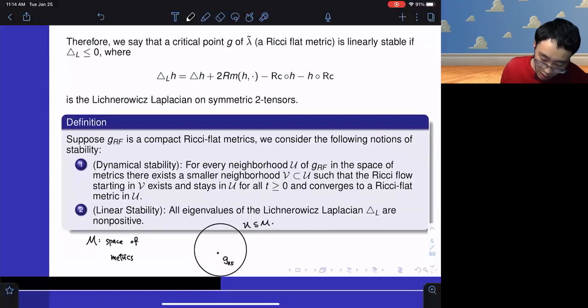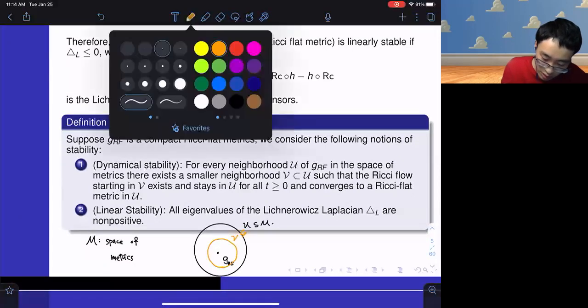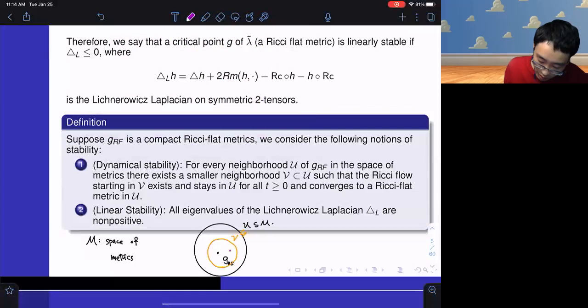We say that the GRF is dynamically stable if for any such neighborhood U, we have a smaller neighborhood, say V, V contained in U, such that any Ricci flow starting in V, some element G0 in V, will exist for all time, and it will converge at some point to G infinity in U, and this G infinity is also Ricci flat.